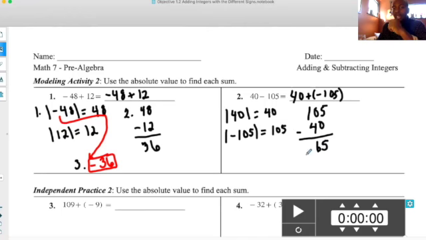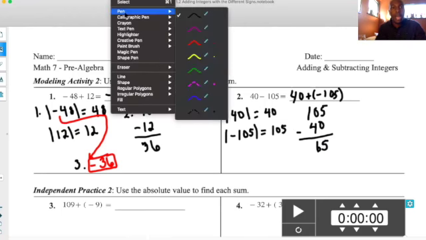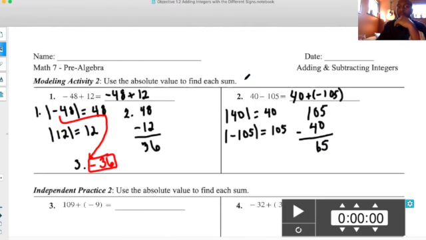Now, the final step, step 3, says to take the sign of the bigger absolute value. The bigger absolute value is from 105. So I'm going to add this sign to my answer to give me negative 65.